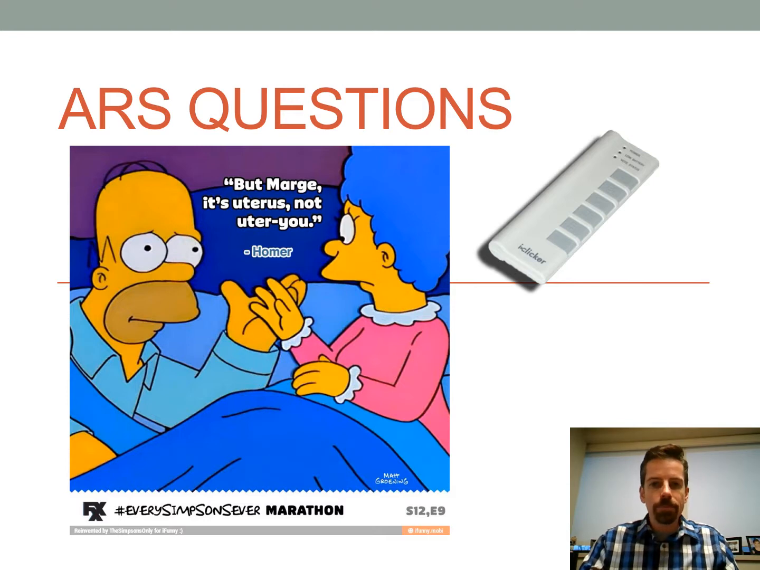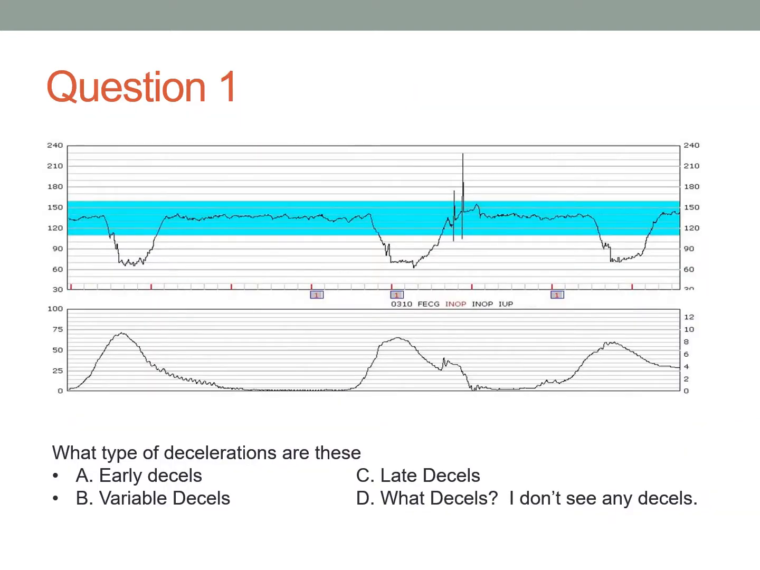All right, that gets us through all of the didactic portion. What I have left is, I think, about 10 multiple choice questions for us to go through together, and then we'll be all set. All right, so review question 1. Take a look at this and decide what type of decelerations are these.